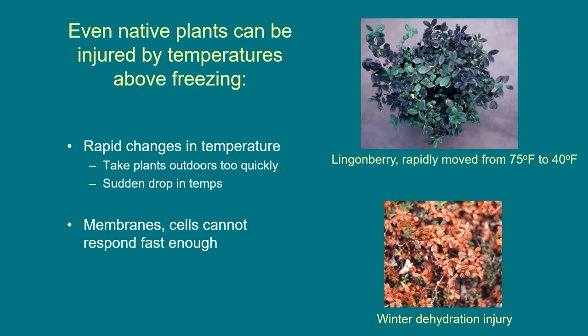In an experiment with lingonberries, or low bush cranberries, plants were moved from a warm 75-degree greenhouse and immediately placed outdoors at 40 degrees Fahrenheit. Within 24 hours, the leaves were irreversibly damaged. In winter, lingonberries are hardy down to minus 20 degrees, but here they were killed at only 40 degrees Fahrenheit. The two photos in the slide show the differences between chilling injury on the top and winter dehydration injury on the bottom.